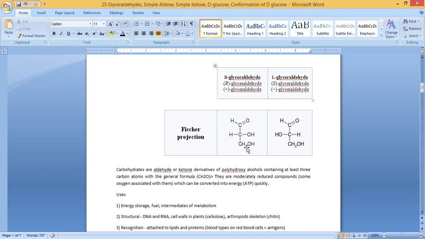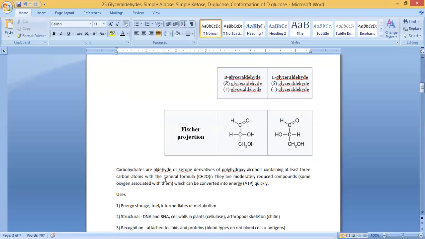One is D-glyceraldehyde, another is L-glyceraldehyde. Why D and L? Because here in the functional group, the hydroxyl group is present on the right side. So this is D-glyceraldehyde, and here it is on the left side, so this is L-glyceraldehyde. This is also known as R-glyceraldehyde, R for right, and this is S-glyceraldehyde. This is also known as positive glyceraldehyde, and this is negative glyceraldehyde.